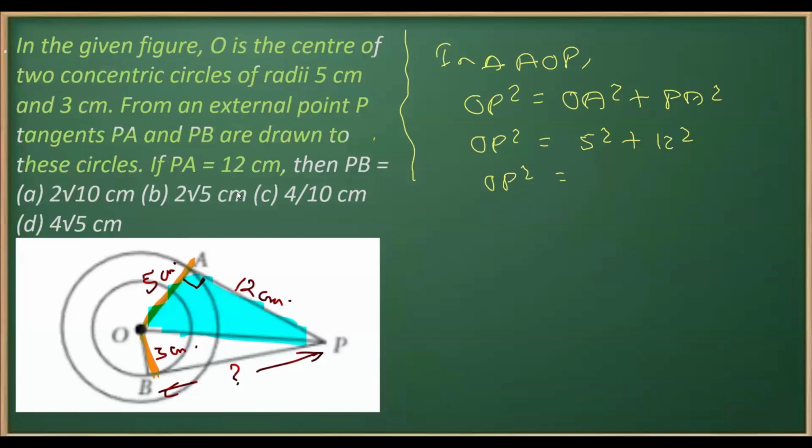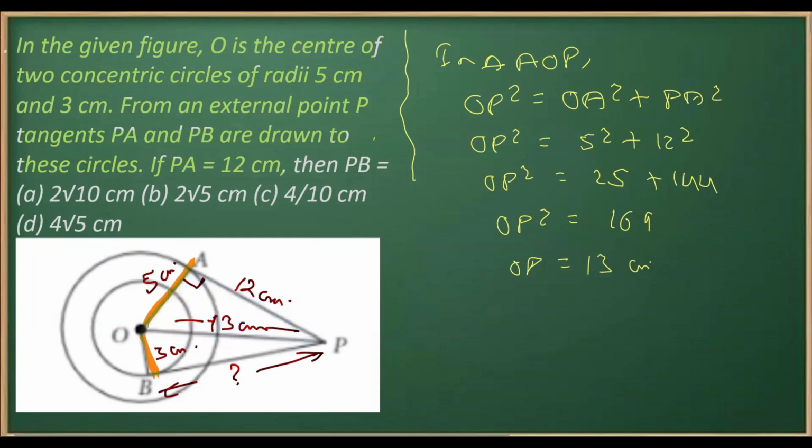Let's say, for example, you do not remember that these are a Pythagorean triplet, you will figure out that this comes out to be 169, and OP is how much? 13 centimeter. Now check, I got the length of OP here. This is OP as 13 centimeter we got. Now we can apply the same property in the other triangle. This time I'm talking about this triangle.